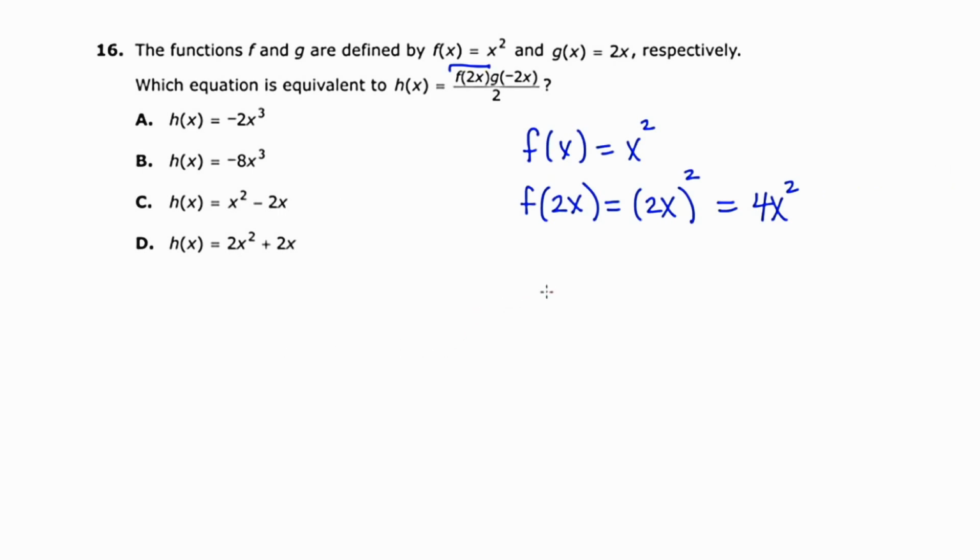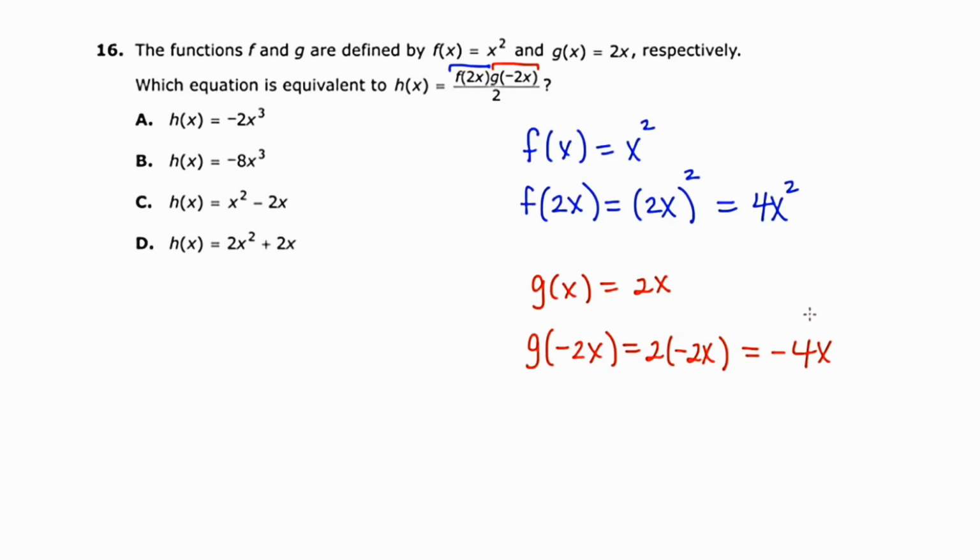Now let's move to the g function. G of x is equal to 2x. And in the problem, I need to evaluate g of negative 2x. And what that means is wherever I see an x, I have to replace it with negative 2x. So I'm going to write g of negative 2x equals 2 times blank. And what goes in the blank is negative 2x, because that's what x had been. And 2 times negative 2x is negative 4x.